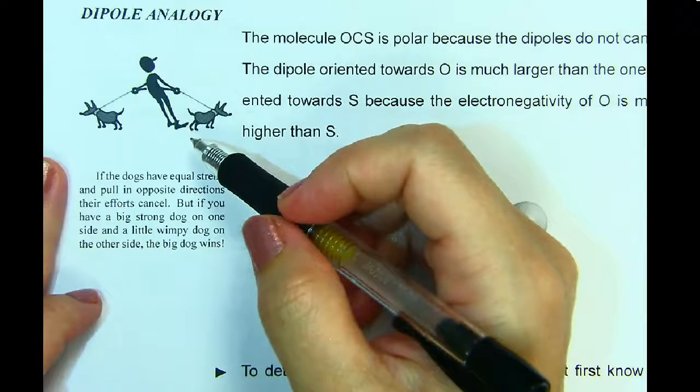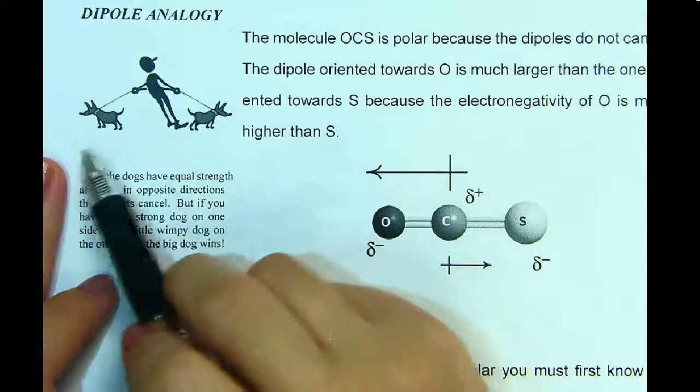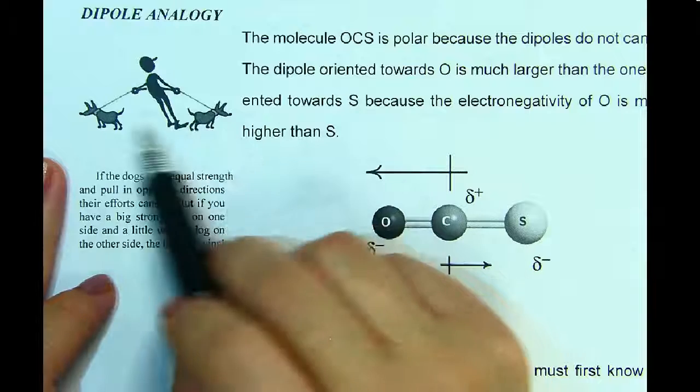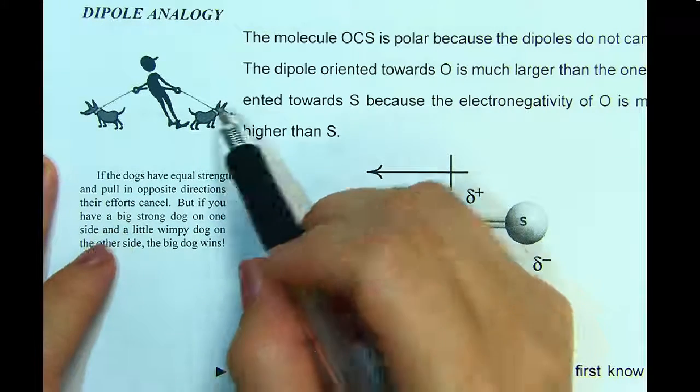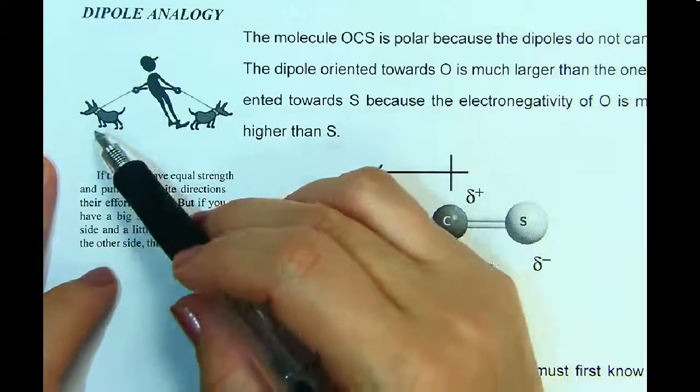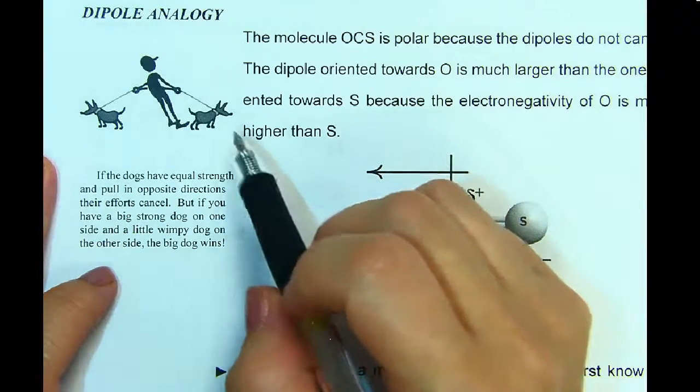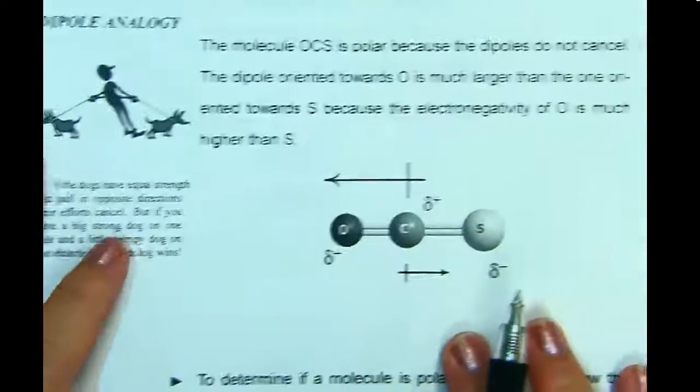So if you think of this analogy, if the dogs have equal strength and pull in opposite directions, their efforts cancel. But if you have a big, strong dog on one side and a little wimpy dog on the other side, the big dog is going to win. There's going to be an overall pull in one of the directions.